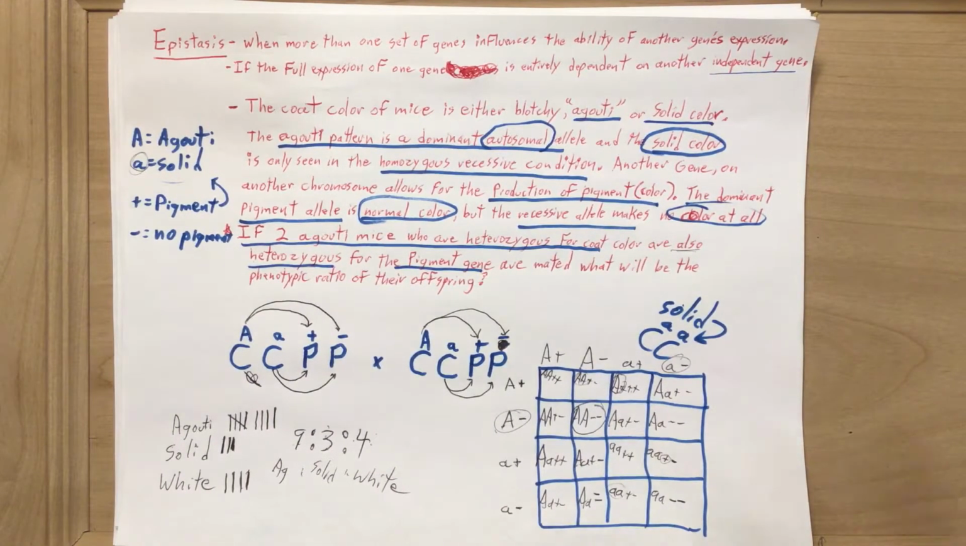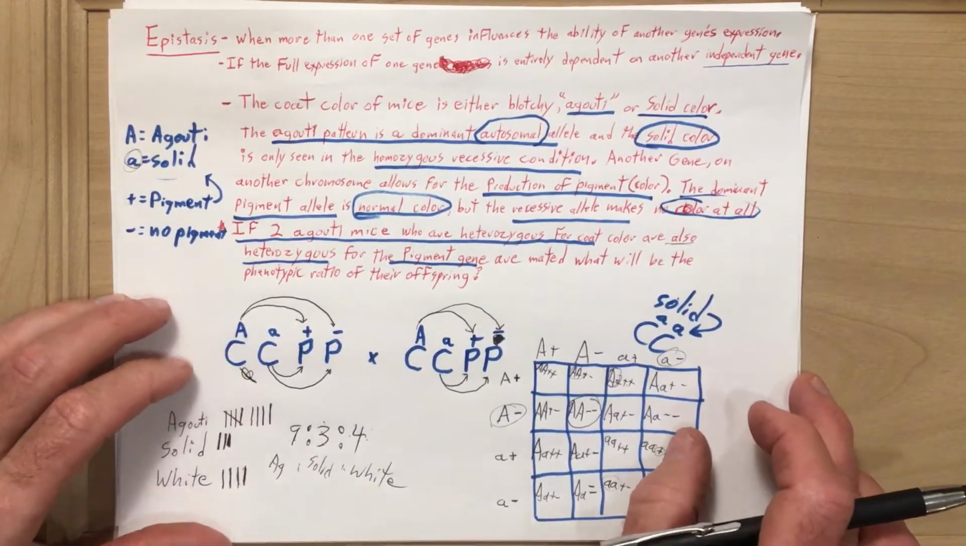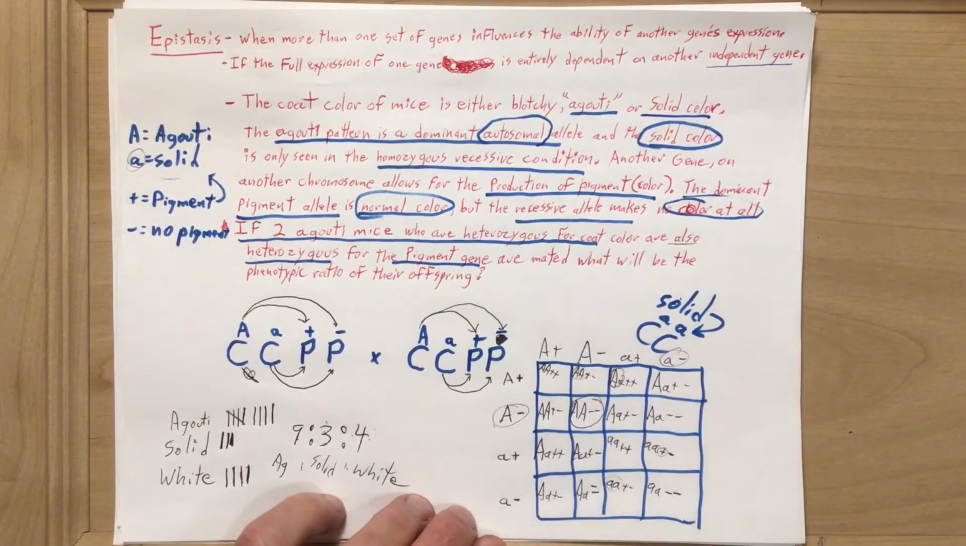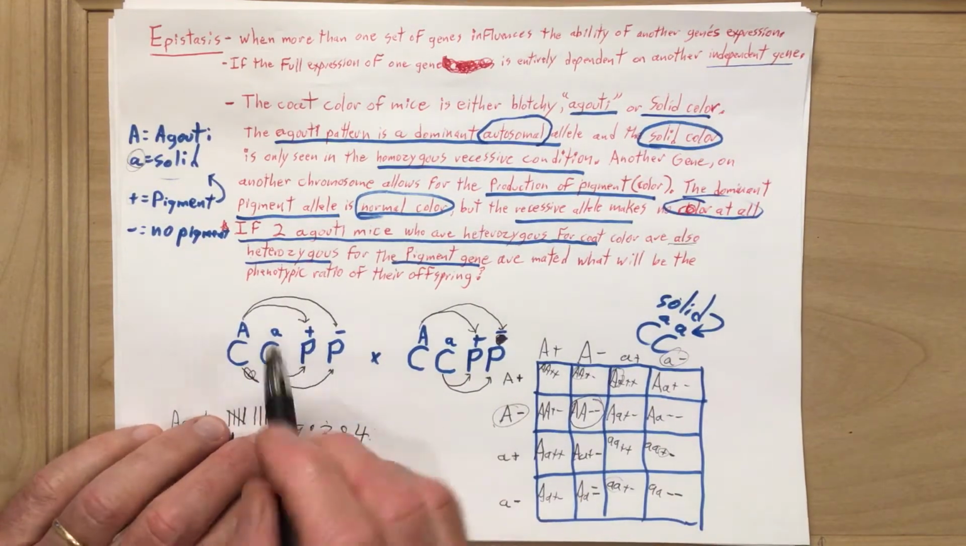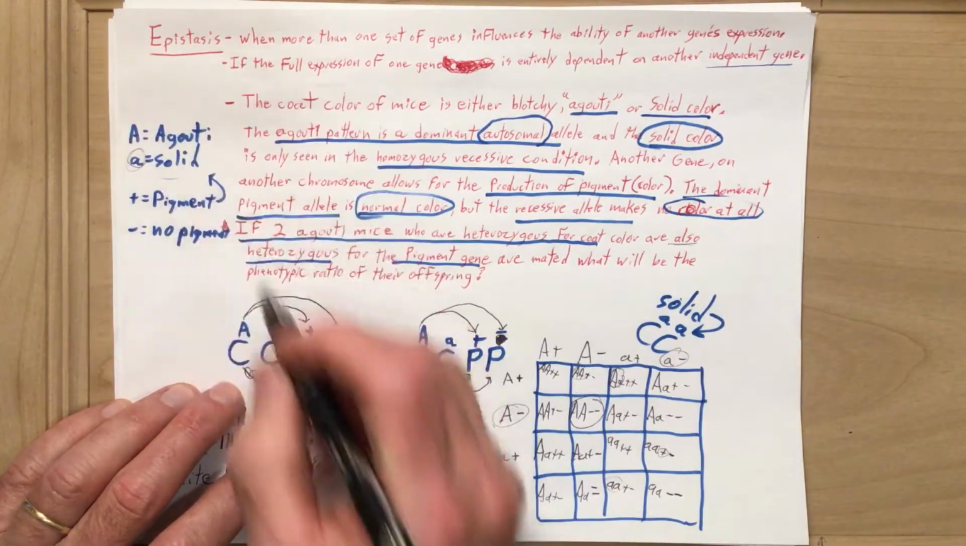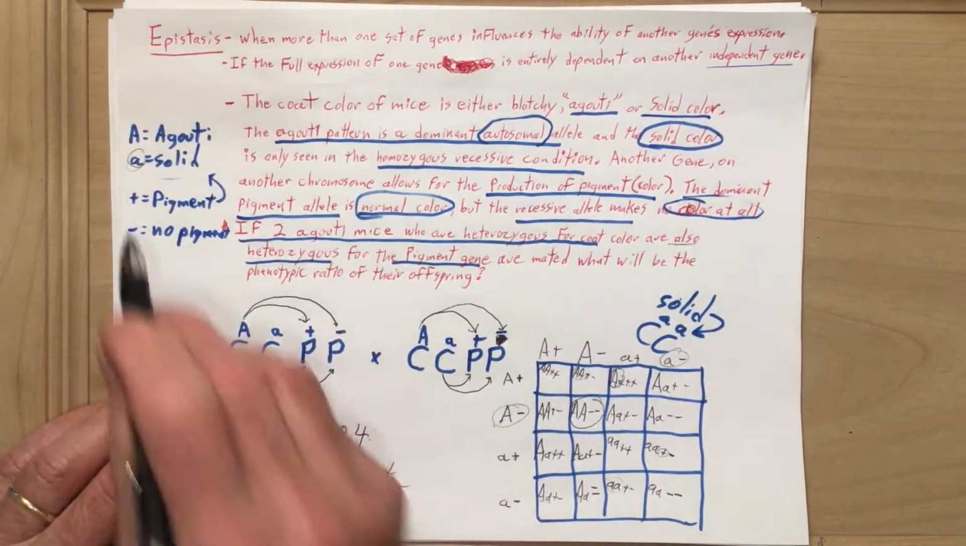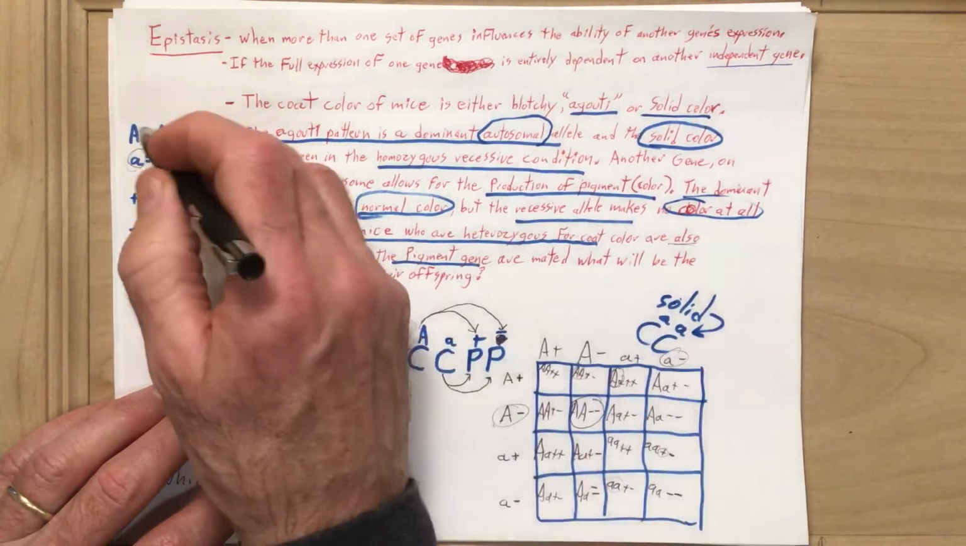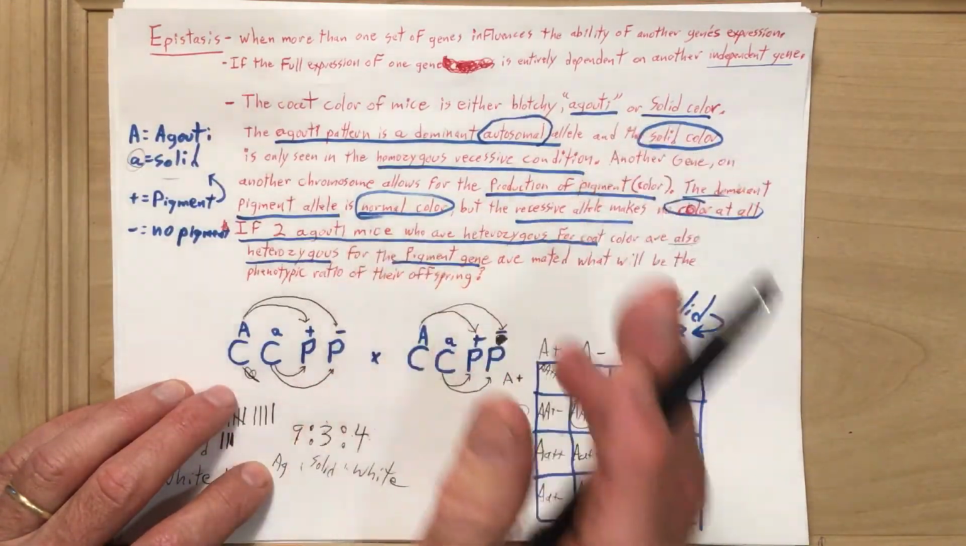I went ahead and finished it, but I will try to explain what I did. The two genes, this is the color gene, right? You're either agouti or you're solid. If you're little a, you are solid. Anything else with a big A, you're going to have an agouti color.